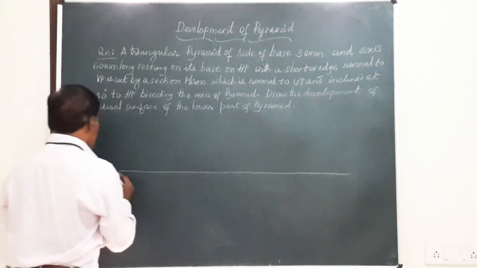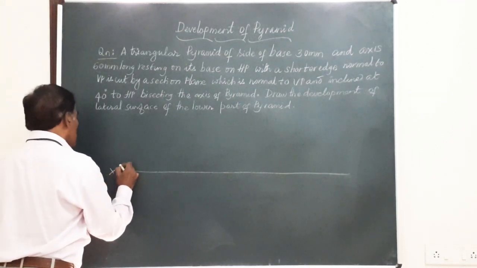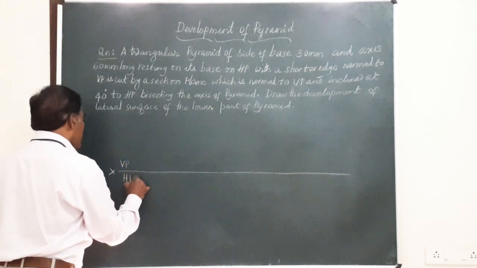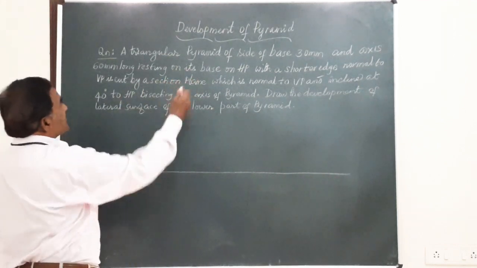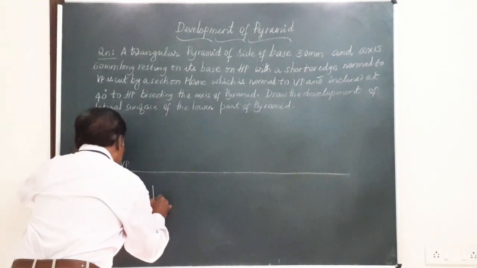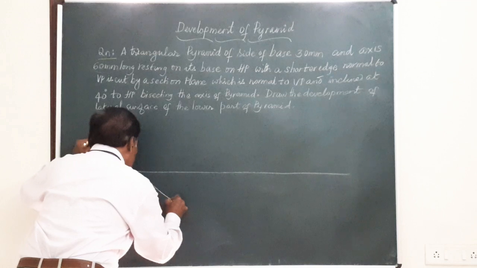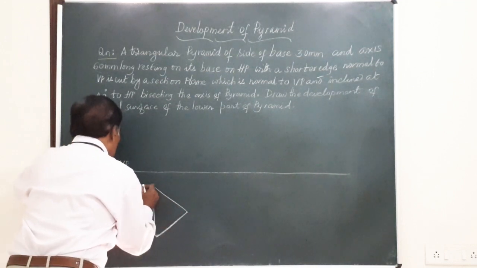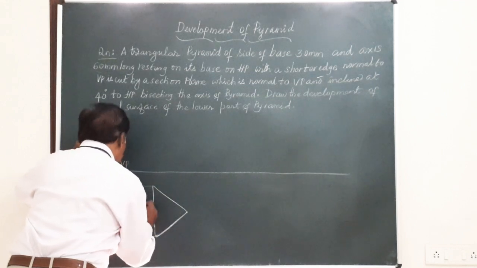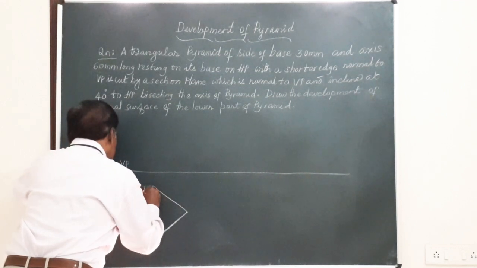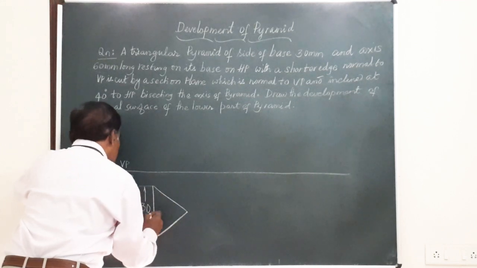So let me mark this XY line and mark VP and HP, indicating first angle projection. We know the top view of this triangular pyramid is going to be an equilateral triangle. I am going to draw an equilateral triangle here, and this has the dimension of 30 mm, as specified in the problem. This is 30, likewise all other sides are 30.